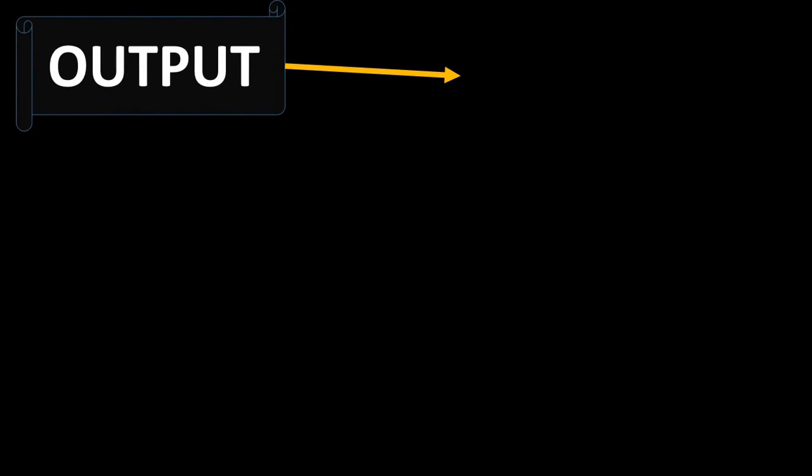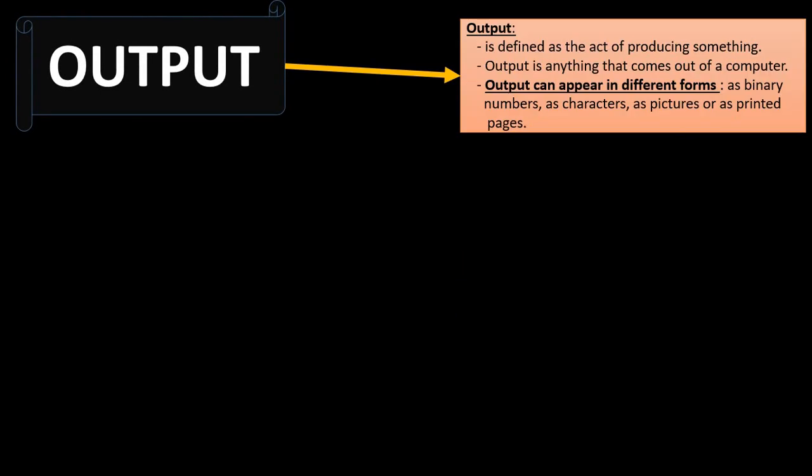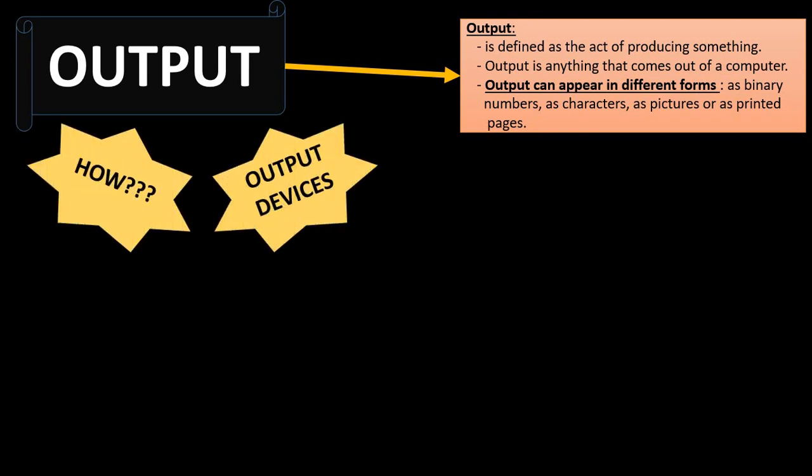Output. Output means it is an act of producing something. In terms of computer, I can say output is anything that comes out of a computer. So what are the different forms in which output can appear? Output can appear as binary numbers, or as characters, or as pictures, or say as a printed page. So how can the system or the computer give me the output? That is with the help of output devices.